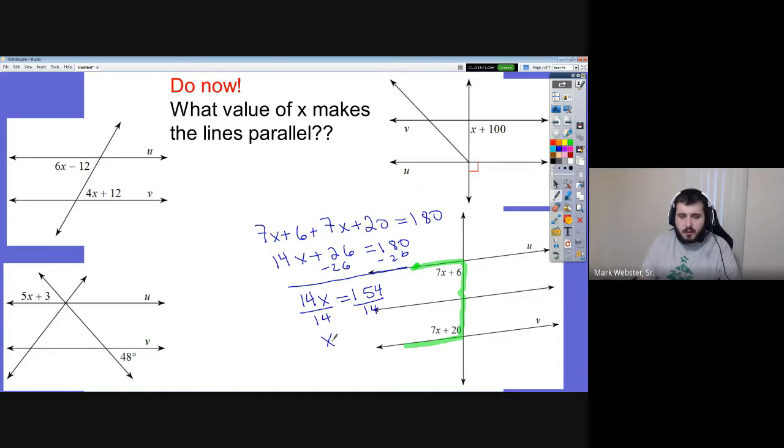Hey. So x is 11. And once again, if you're concerned, hey, I don't know that this adds up to 180, plug it in. 7 times 11 plus 6 is 83. 7 times 11 plus 20 is 97. 83 and 97 better make 180, right?